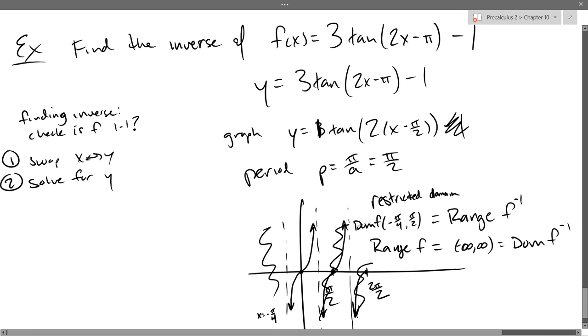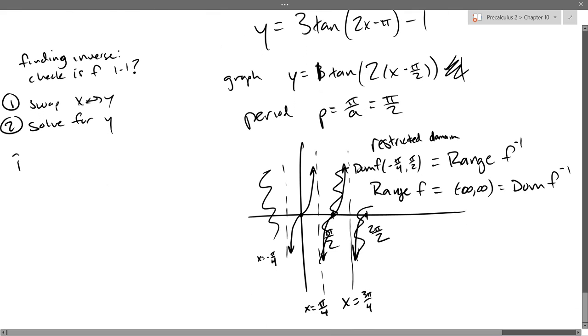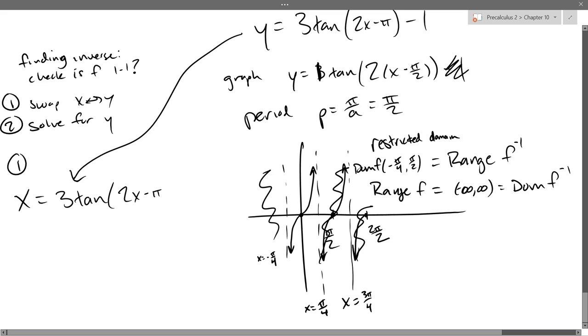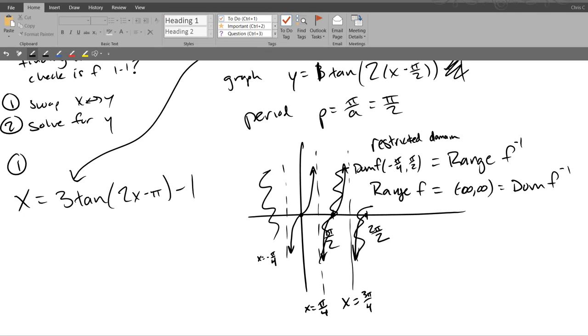So if I label these 1 and 2, we're going to do, of course, 1 first. So swap x and y. I have x equals 3 tan 2. It doesn't matter which form I go with. I could do the factored form or not factored form. That doesn't matter. Whoa, that should be a y.